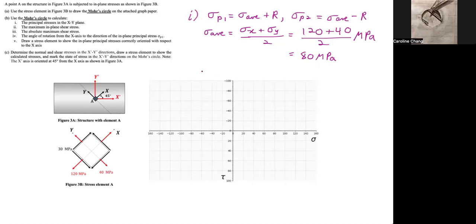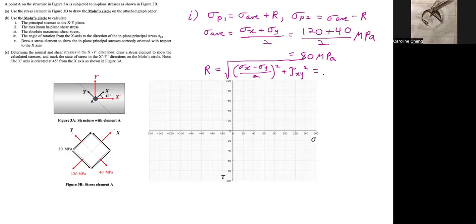Now we have to calculate our R value. So basically, R is given by this equation over here, the square root of sigma x minus sigma y over 2 squared plus tau xy squared. And over here, note that we have a shear stress of 30 megapascals, and it's positive because over here the shear force is up, but it doesn't really matter because the shear force is squared anyways.